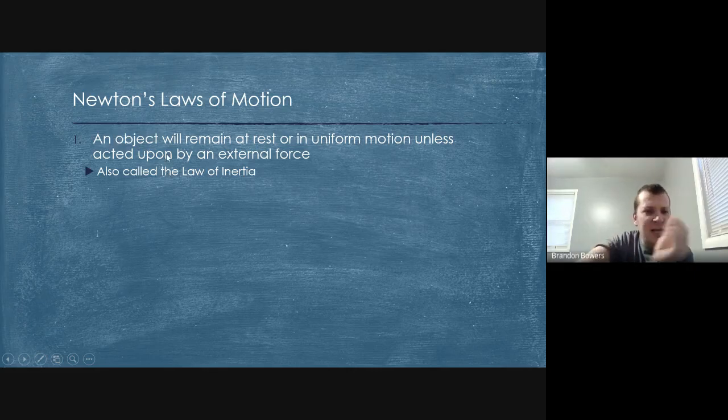The first law is an object will remain at rest or in motion unless acted upon by a force. The longer version: an object at rest will stay at rest, an object in motion will stay in motion unless acted on by an outside force. I just kind of condensed it into this. So it's going to stay at rest unless a force is acting on it. That kind of makes sense. So your computer is going to stay on your desk unless there's a force that pushes it. An object in motion stays in motion.